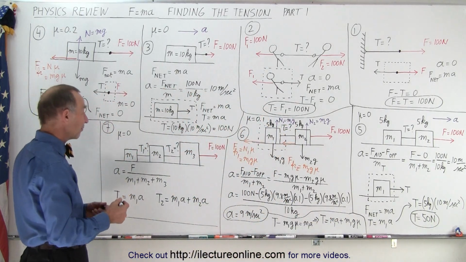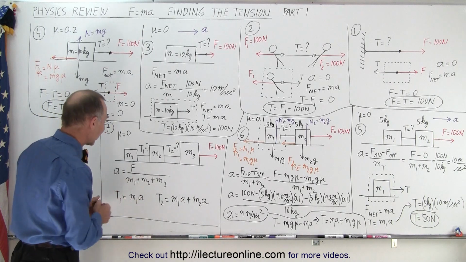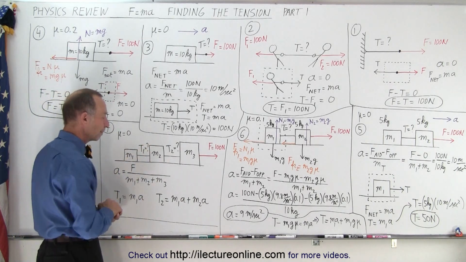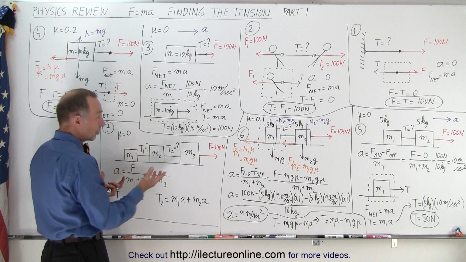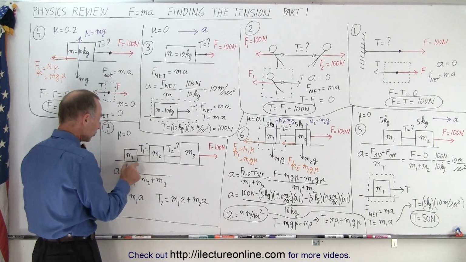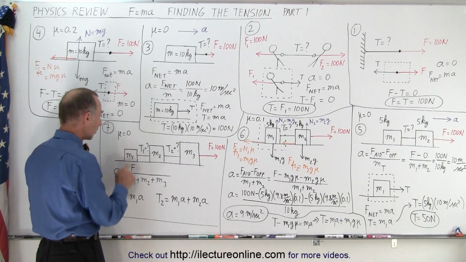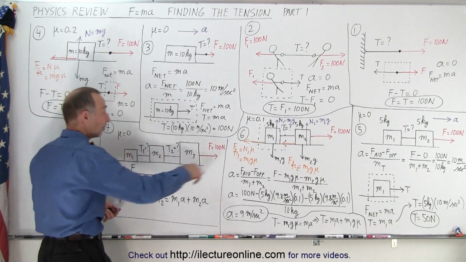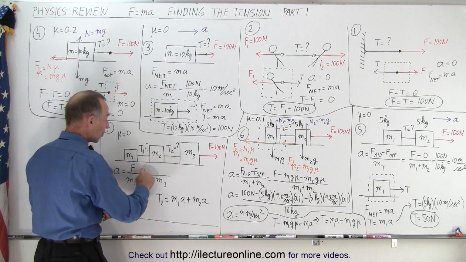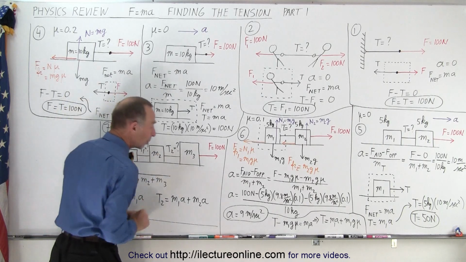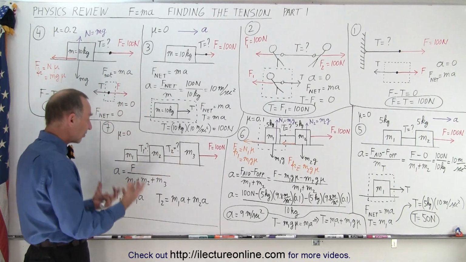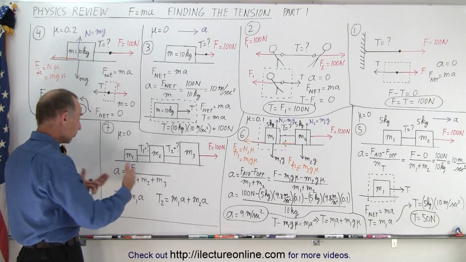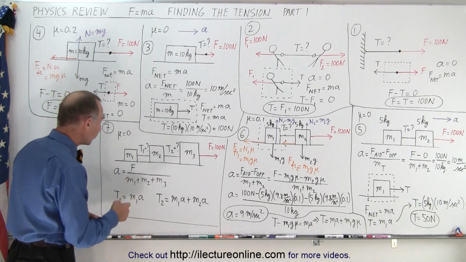Finally, what happens if we have 3 blocks, and we're trying to find the tension here and the tension there? Again, the first thing you need to do, just like before, is find the acceleration, which is the net force divided by the total mass. If there's no friction, the net force is just the force you're pulling with. If there is friction, you of course then have to subtract the friction on each of these 3 blocks. You find the acceleration of the system with or without friction, and then you find the tension.